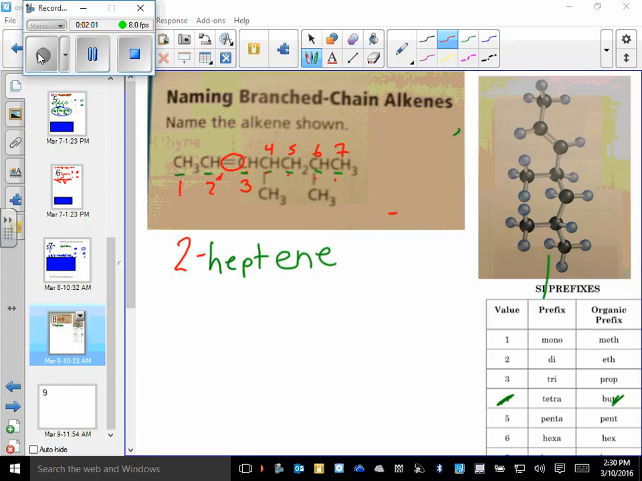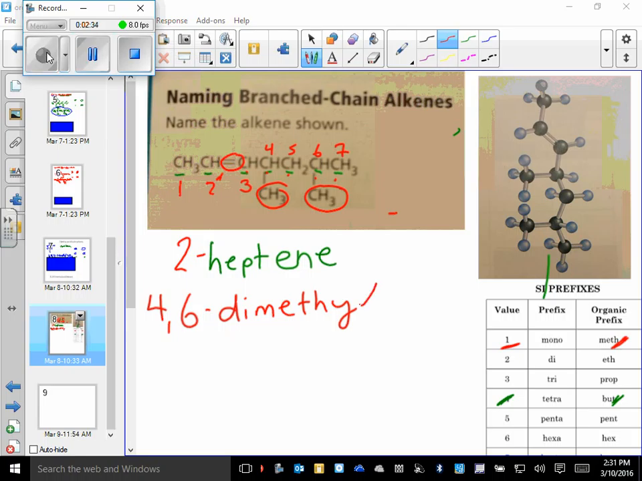Now we have to name the branches. So I have a branch off of 4, a branch off of 6. They are both 1 carbons, so they are both methyls. So we have dimethyl, there's 2 of them, and they're located on number 4 and number 6. Okay, so now all we need to do is put that entire name together.